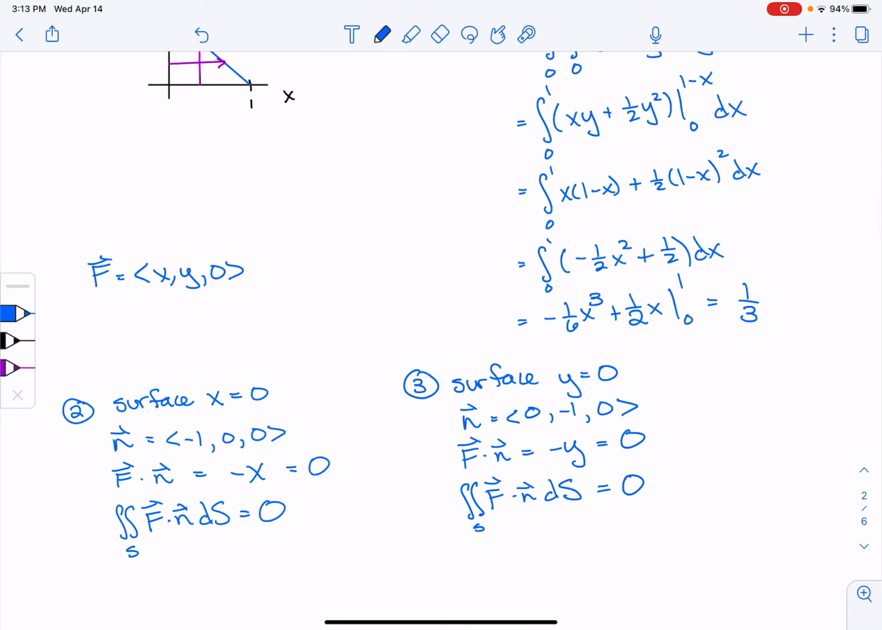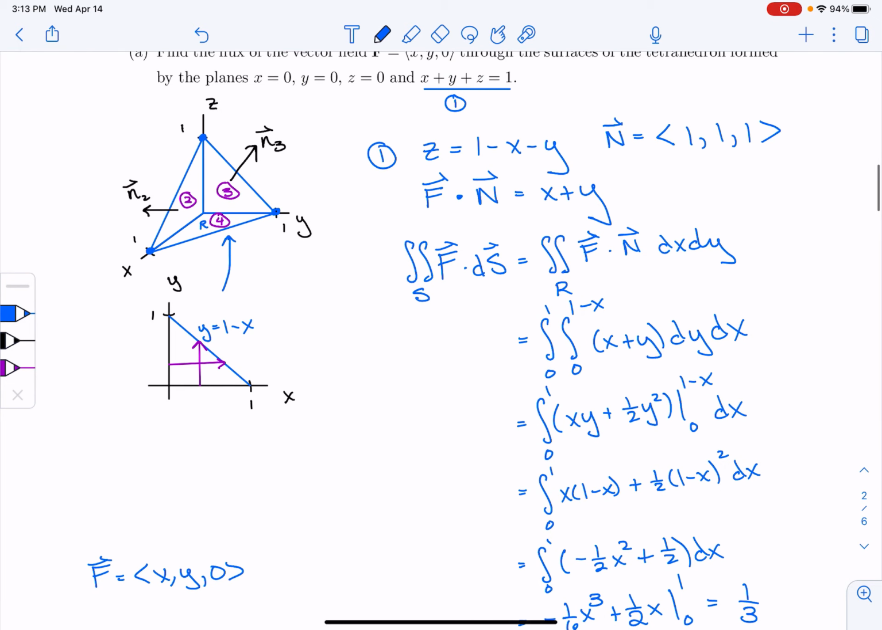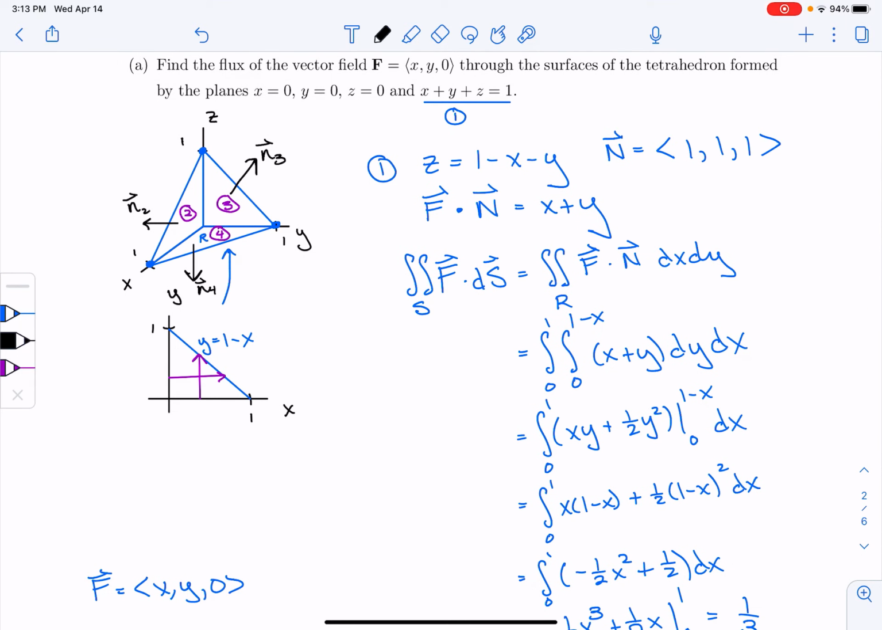Okay, so these normal vectors I should have labeled. This is n2, this is n3. Our last surface, 4, is going to have a normal vector that's pointing down, n4. It's pointing down because we're looking at the flux out of the tetrahedron. So we're thinking about how fluid is flowing out of the tetrahedron. In each one of these cases, I'm measuring the amount of fluid that's flowing out of that object. That's why you see all the negatives in these normal vectors.